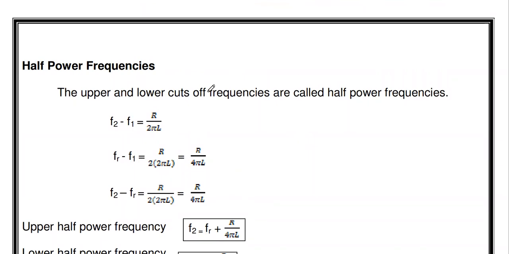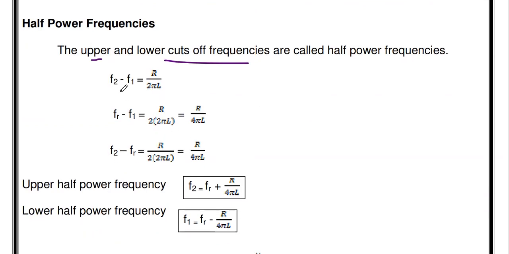Half power frequency means the same as the upper and lower cutoff frequency, and we can derive it in a simple manner. So you see F2 minus F1. F2 is FH, the higher cutoff frequency; in some books we refer to it as F2. The lower cutoff frequency FL we refer to as F1. The difference between the higher cutoff frequency and the lower cutoff frequency is R by 2 pi L.